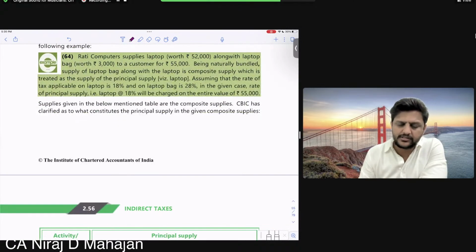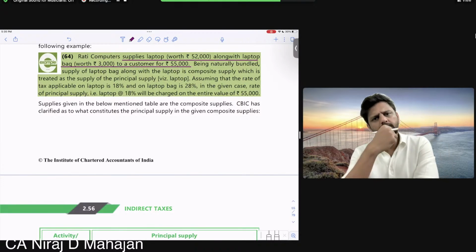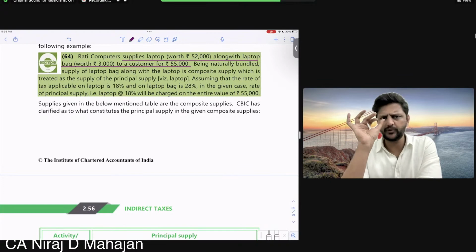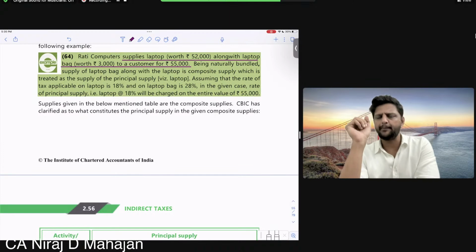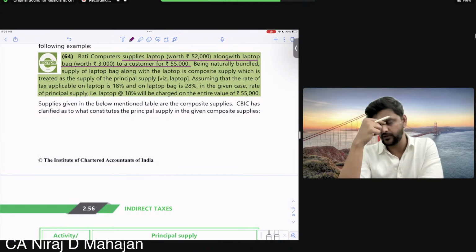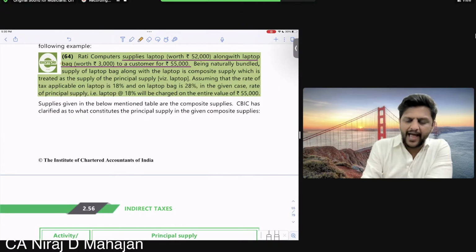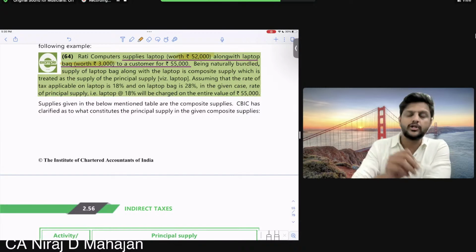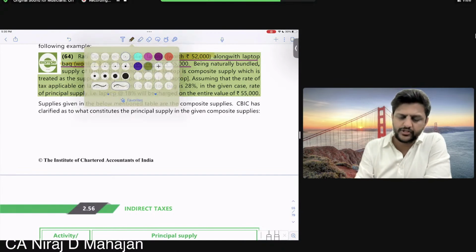Radhi Computers supplies a laptop worth 52,000 along with a laptop bag worth 3,000 to a customer for 55,000. They are given together only, at 55,000. What is the principal supply? Laptop or laptop bag? Laptop. So on the entire 55,000, even if on this bag the rate is different and on this laptop the rate is different, still on the entire 55,000 you will levy the laptop's rate. Understood or no? Check till here.